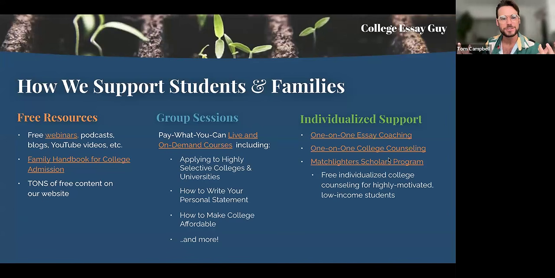You don't need to be first generation for this program. We have an amazing program called the Match Ledger Scholars Program, which provides 10 hours of free individualized college counseling support to low-income applicants. And the great thing about the Match Ledger program is that it's not just for students with perfect grades, straight A's, 4.0s. It's also for students who have 3.0s who are kind of showing promise and potential. So don't sleep on it.